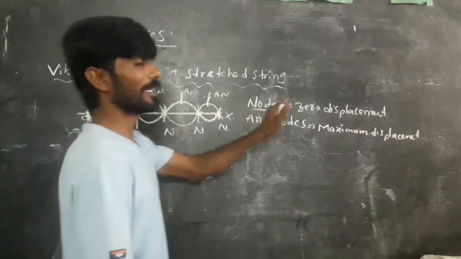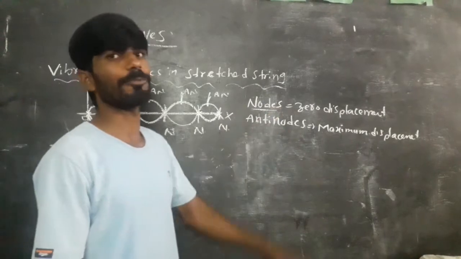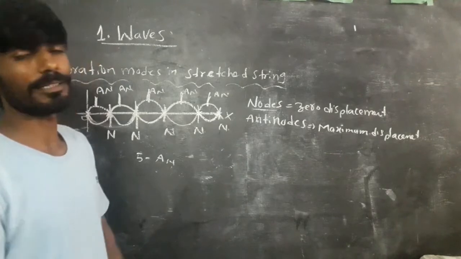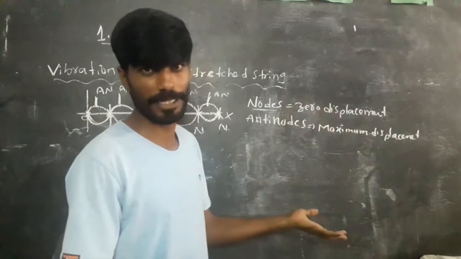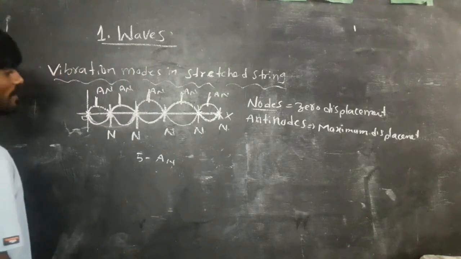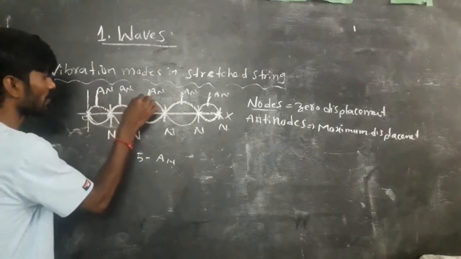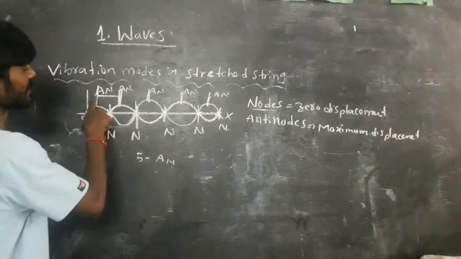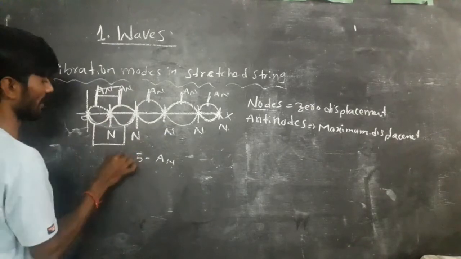Based on nodes and antinodes, we can find the length of the wire or the wavelength of the stationary waves. By using the wavelength, we can find the vibrations, the number of vibrations meaning frequency. So based on wavelength, we can find the frequency also. Already you know the wavelength. Wavelength means the distance between two successive crests or two successive troughs. That distance we call wavelength.